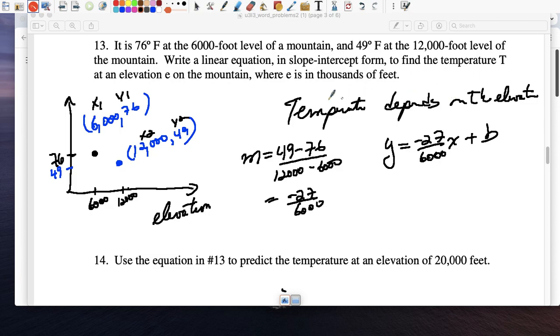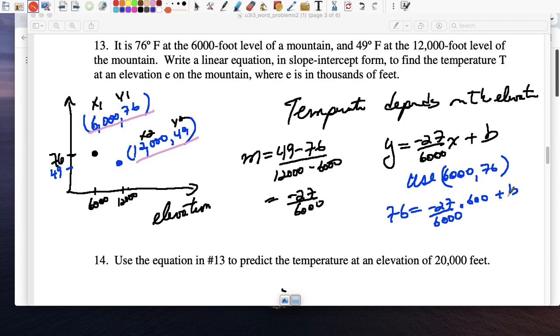Now, how do we find the y-intercept? Well, we're going to pick either this point or this point, and we're going to use it to replace x and y. Let's pick the lower one. So let's use 6,076. So 76 equals negative 27 over 6,000 times 6,000 plus b. Cross, cross. And then we get 76 equals negative 27 plus b. We're going to add 27 to both sides. That goes away. And b, our y-intercept, is 103.